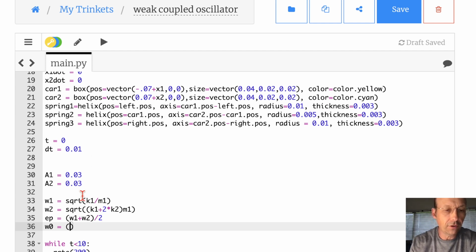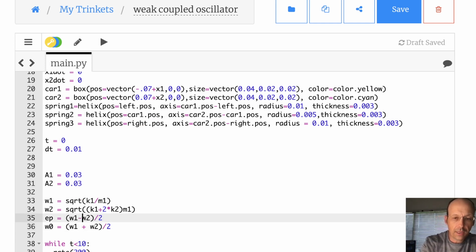Oh, the difference. Okay, this is omega 1 plus omega 2 over 2. And this is the difference. And is that a positive or negative frequency? Omega 1 should be smaller. So let's put this backwards. Okay.